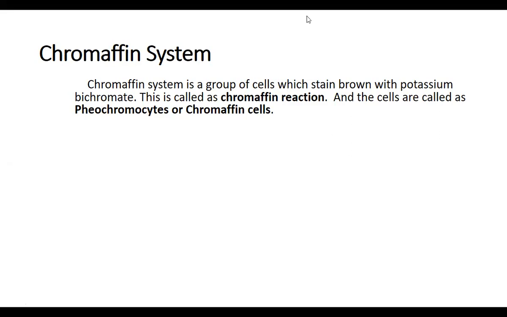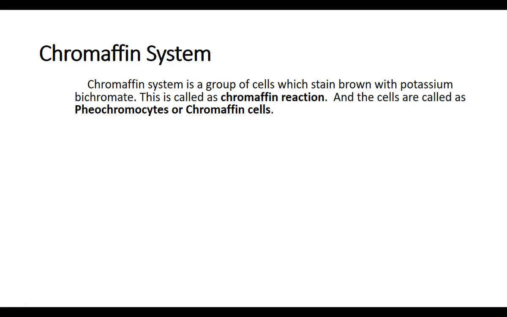So any group of cells which stain brown with potassium bichromate are called chromaffin cells, and they are part of the chromaffin system. This is called the chromaffin reaction. Whenever they take the potassium bichromate and stain themselves, that reaction is called the chromaffin reaction. And the cells are called pheochromocytes or chromaffin cells. As I said, the medulla also takes the stain and shows the chromaffin reaction, so they are called chromaffin cells. Similarly, there are other parts of the body where these types of cells are present.